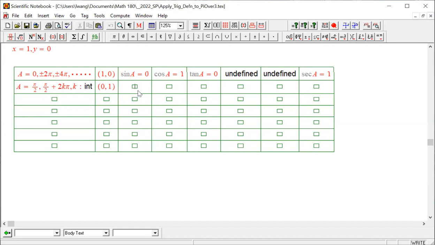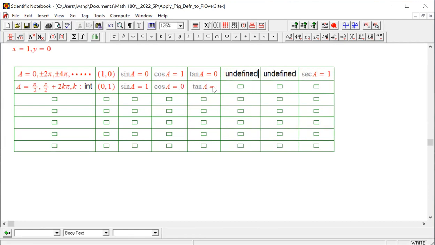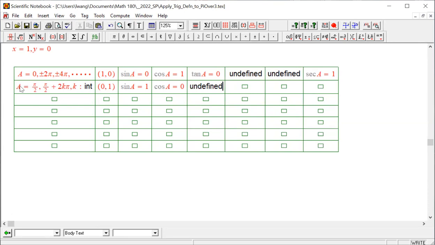So in this case, sine of A is going to equal what? Y, on the unit circle. Cosine of A equals what? 0. Tangent of A equals what? Tangent of A equals y over x. We got 0 in the denominator. So at this place, tangent is undefined at these angles.